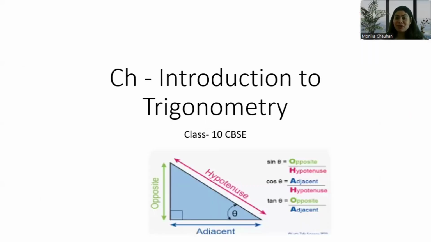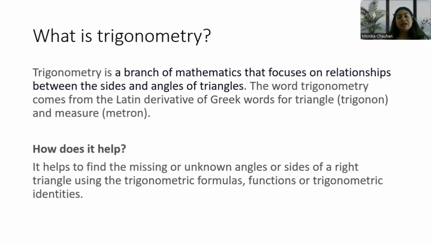So what is trigonometry? The first question is, what is trigonometry? Trigonometry is a branch of mathematics, as I told you, and it focuses on the relationship between the sides and angles of a triangle. Most important, it is a right angle triangle. The word trigonometry came from the Latin derivative of Greek words for triangle, which is trigonon, and measure, which is metron. So trigonometry, if you combine them together, is the measurement of the triangle.